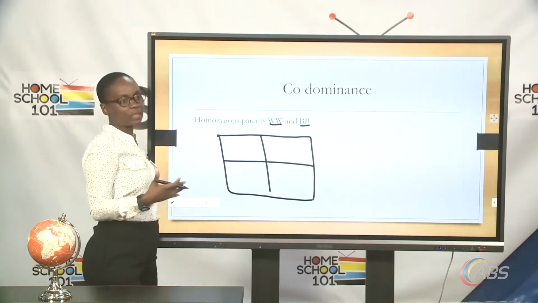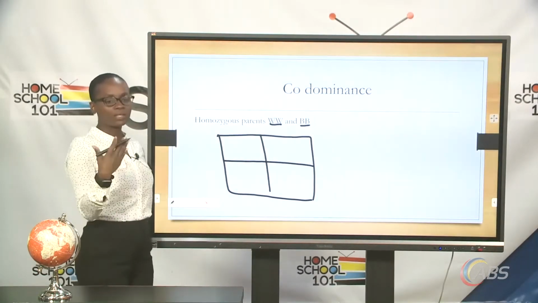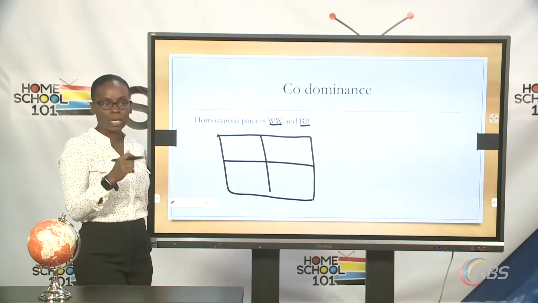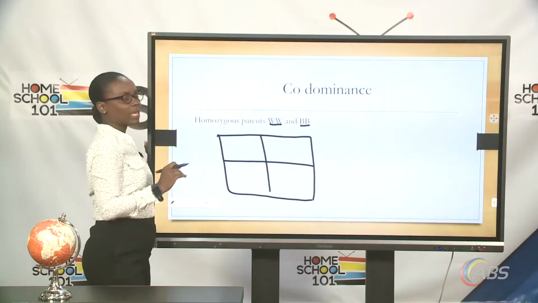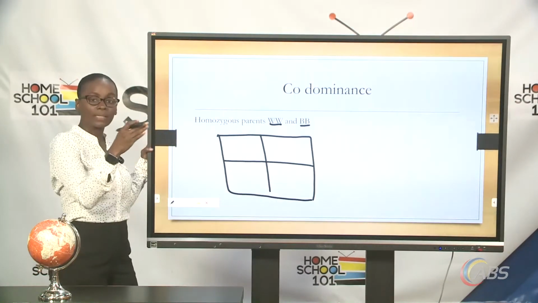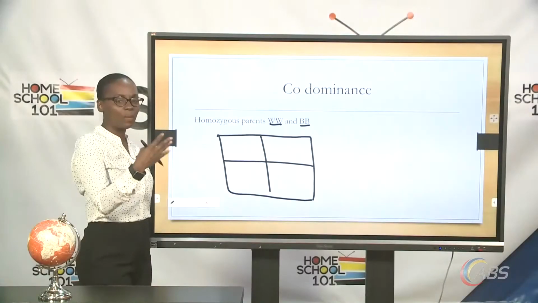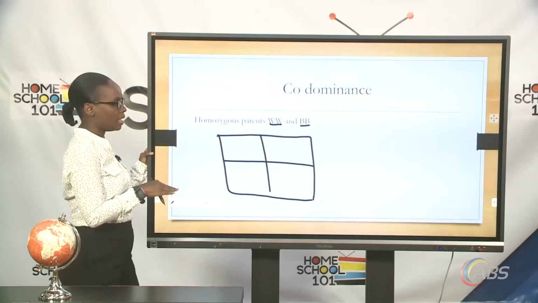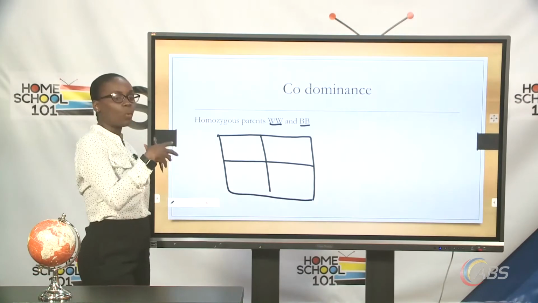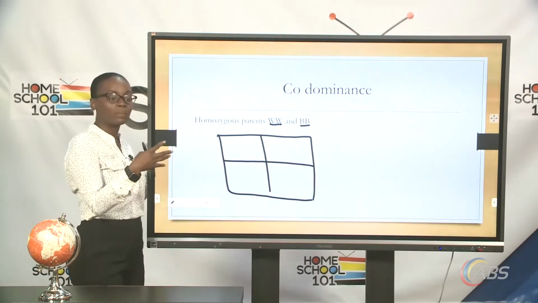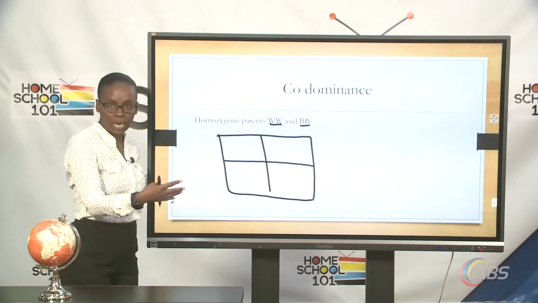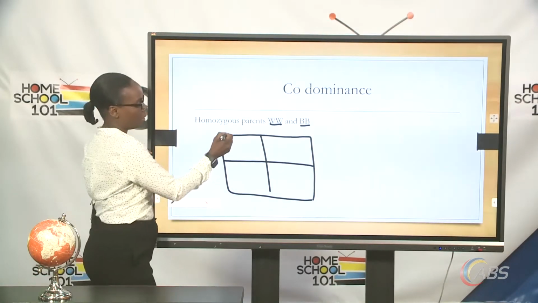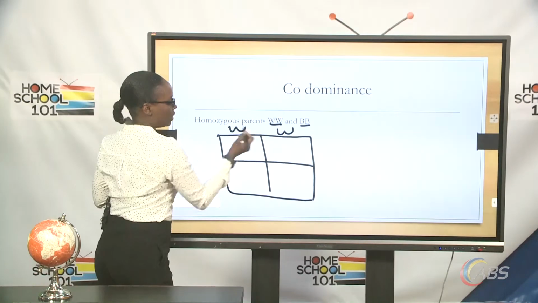Now, when we're looking at codominance, we always write the genotype with both uppercase letters. Last session, we looked at uppercase and lowercase. We were dealing with dominant and recessive. However, today, we're looking at codominance. And in codominance, there is no one characteristic that is going to be dominating the phenotype. And so both of them are going to be written with capital letters. So we will do this.